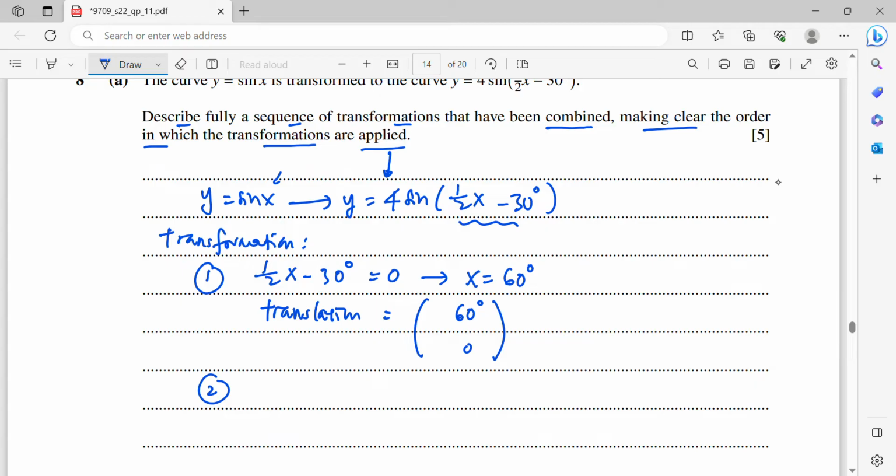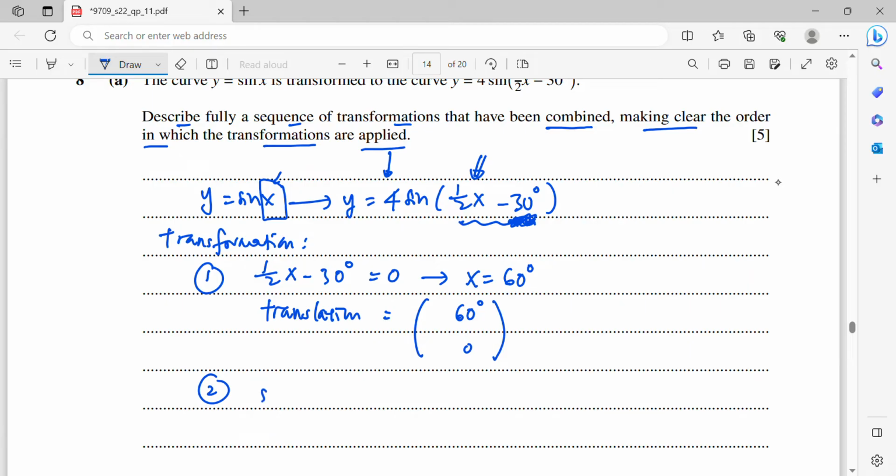Okay, wait. I will say that I'm moving to the right hand side. Okay, 60 degrees because of this. Now you look at here. At first x, second, the new function becomes half x. So it means that this is a stretch in the x-axis or in the x direction.